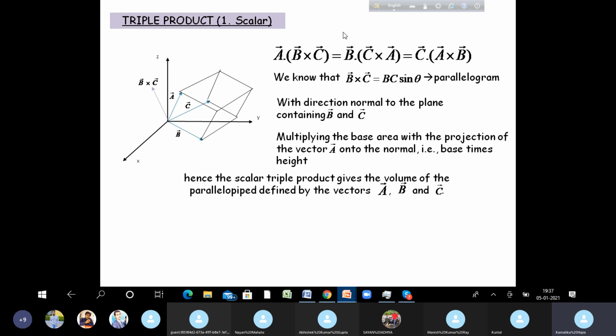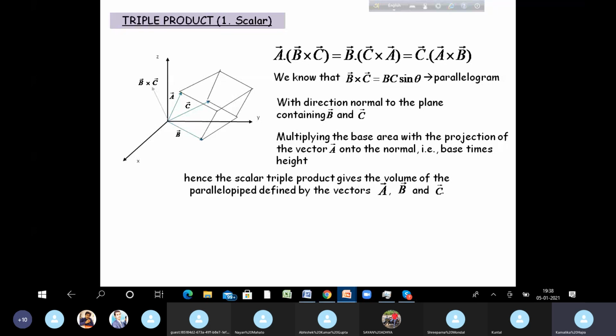I hope you can understand why we can get the volume, because B cross C will give you the area of the base, and the direction is normal. So when you take the dot product of the third vector with that direction, you are basically taking its projection onto the normal to the base. So you are basically getting the height, and height into area gives you the volume, which is why this is a scalar, because volume is a scalar, and this is the physical interpretation of the scalar triple product of three vectors.